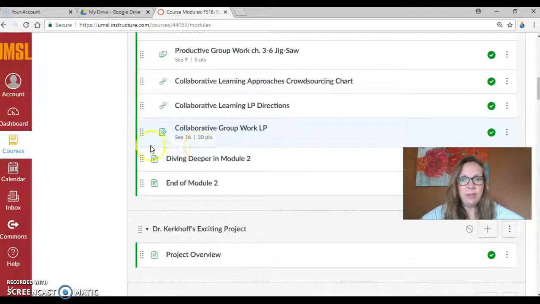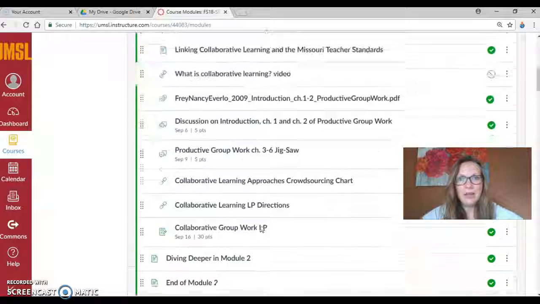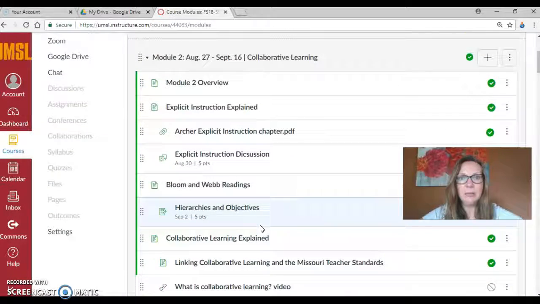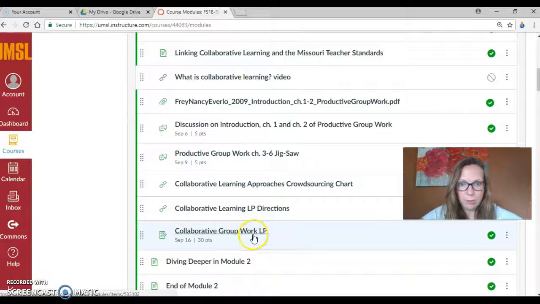As in every module, we have Diving Deeper, and that's a place for you to learn more. And then next week, I'll be telling you about my exciting project I can't wait to share with you. So that is our plan for this week. And we will be doing Module 2 until September 16th, so that your final group project, that group lesson plan, will be due September 16th. That gives you some time to work together.